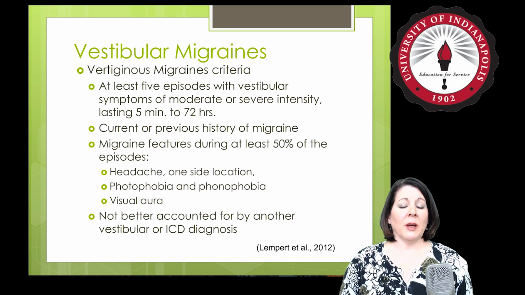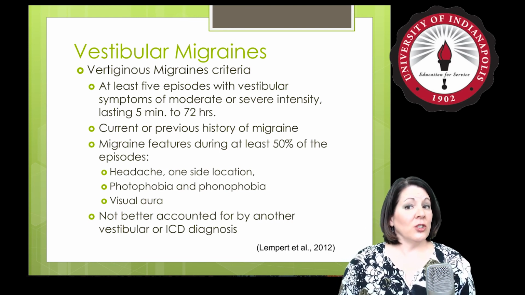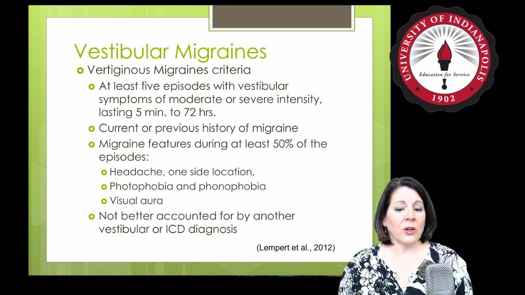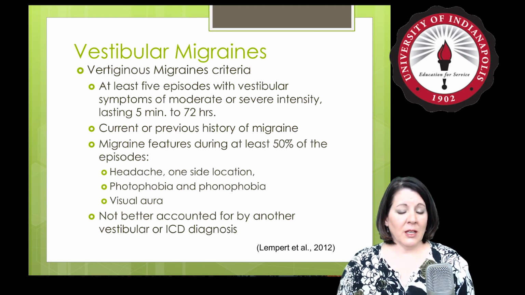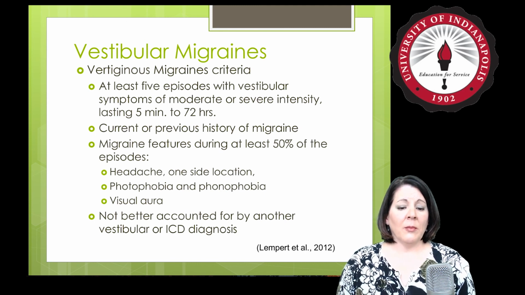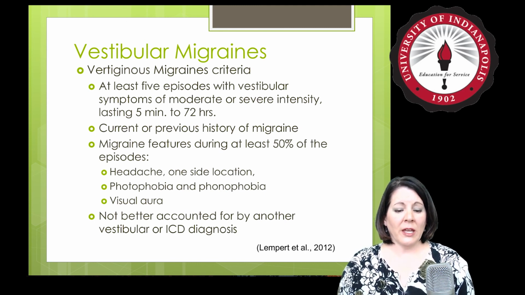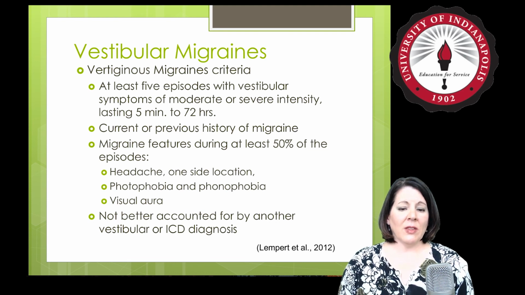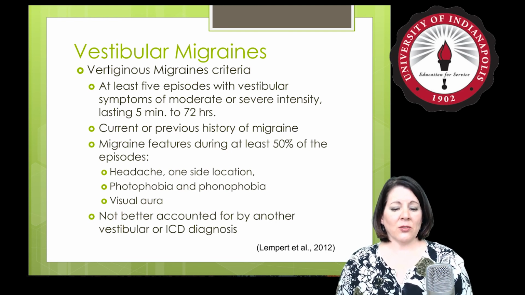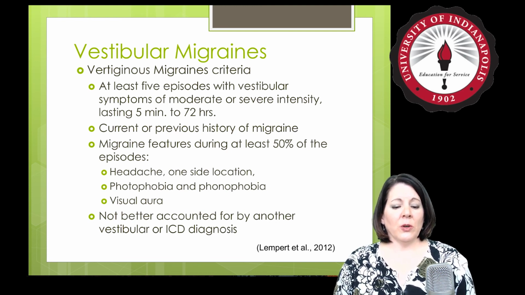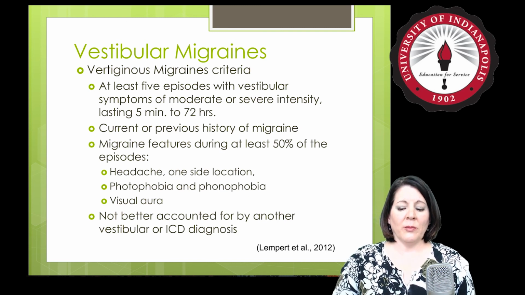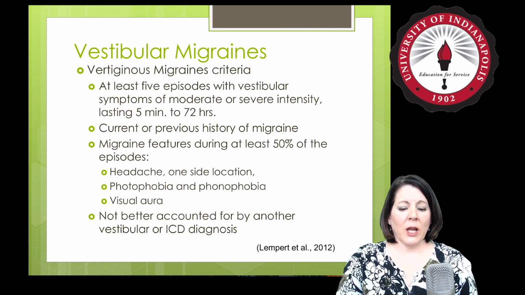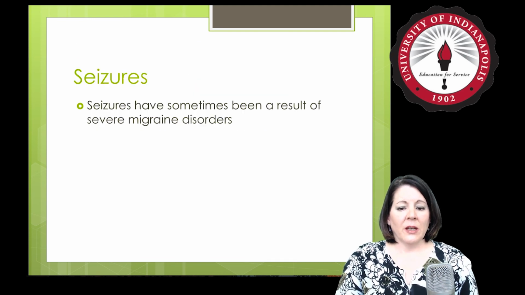So they might have a unilateral headache, which, did you know that that's a hallmark of a migraine, is that they're very oriented. They're oriented toward one side of the brain. Photophobia or phonophobia, so they're light and sound sensitive. And they might have that visual aura that people get before migraines, the floaters, the flashers, the curtain of light that people describe. And also another criteria is that it's not better accounted for by another vestibular or ICD diagnosis.